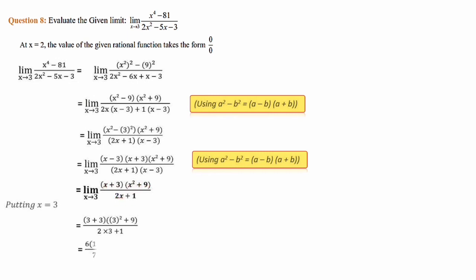3 plus 1. That is equal to, here 3 plus 3 is 6. 6 into, here 3 square is 9, 9 plus 9 is 18. So 6 into 18 divided by 3 into 2 is 6, 6 plus 1 is 7. That is equal to 180 divided by 7. That is the answer.